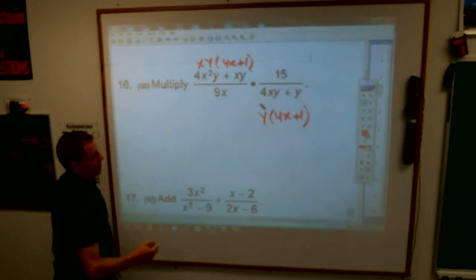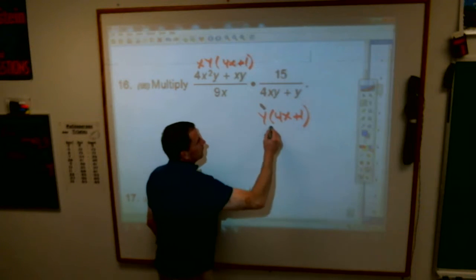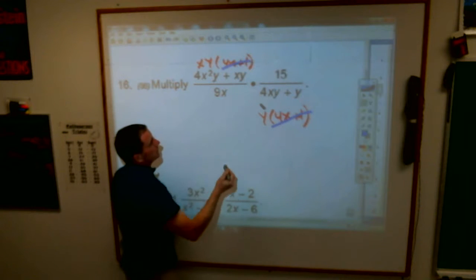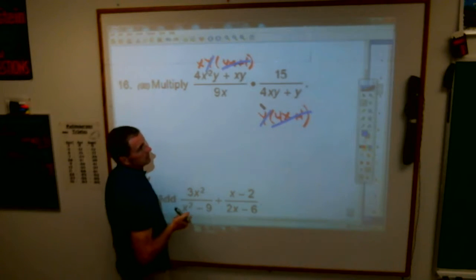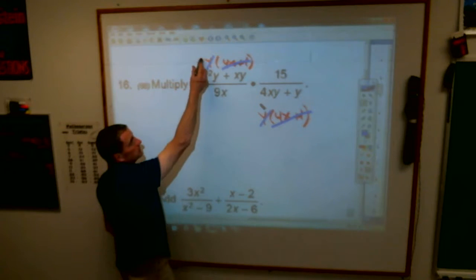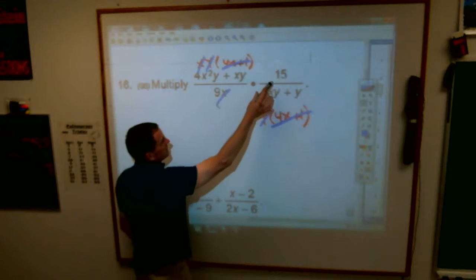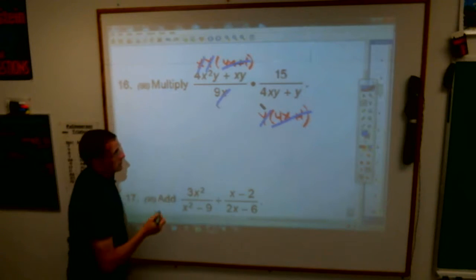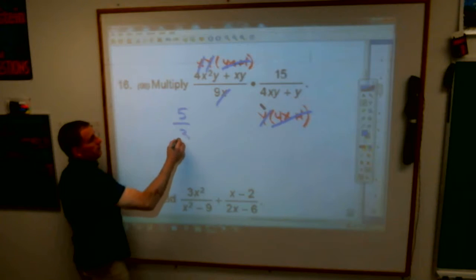So now what'll cross off? Well, let's see. How about this bad boy? 4x plus 1, 4x plus 1. Here's a y, there's a y. Everywhere's a y. Here's an x, there's an x. The only thing you're left with, it looks like, is 9/15, which reduces by 3 to 5/3.